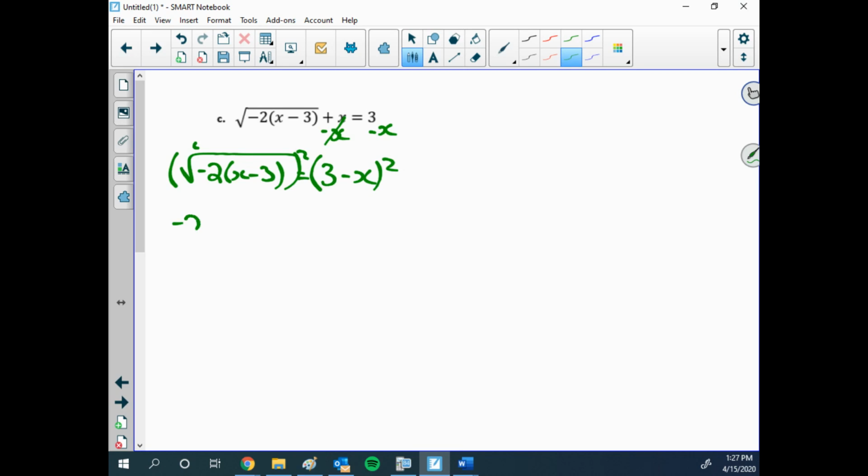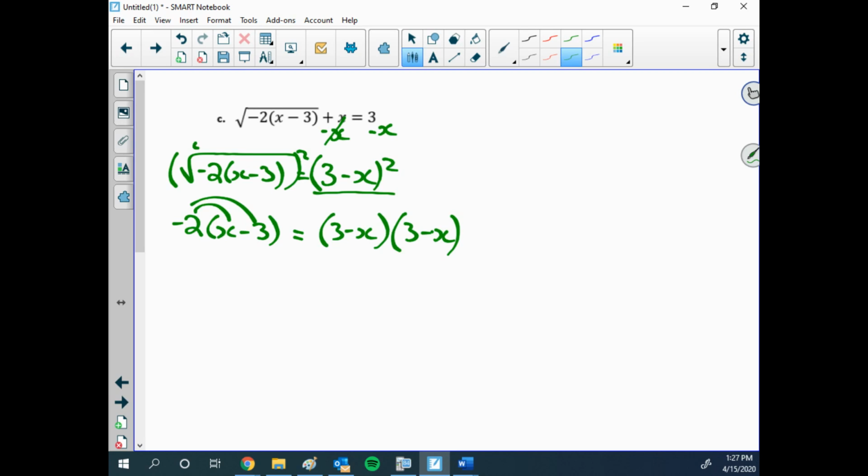So now I'm left with negative 2x minus 3 is equal to 3 minus x squared, which is really 3 minus x times 3 minus x. There's 2 of those. So what I want to do now is multiply out, simplify, and get everything to one side so I can solve for x, which brings us back into the quadratic unit.